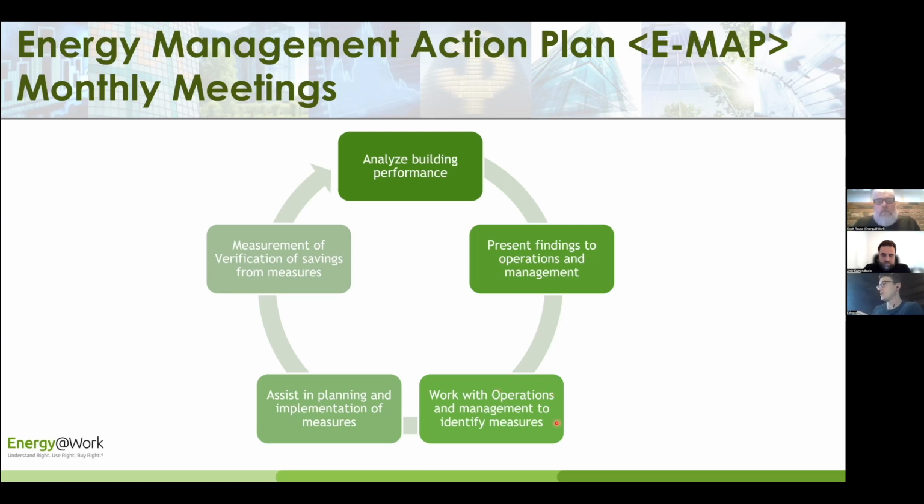Then we work with operations and management to actually identify what are measures that we can implement without compromising any of those important factors like tenant comfort or equipment reliability. And then we help in the planning and implementation of those measures, and then with the measurement and verification. So what are the tools we use, or the process we use to support this?